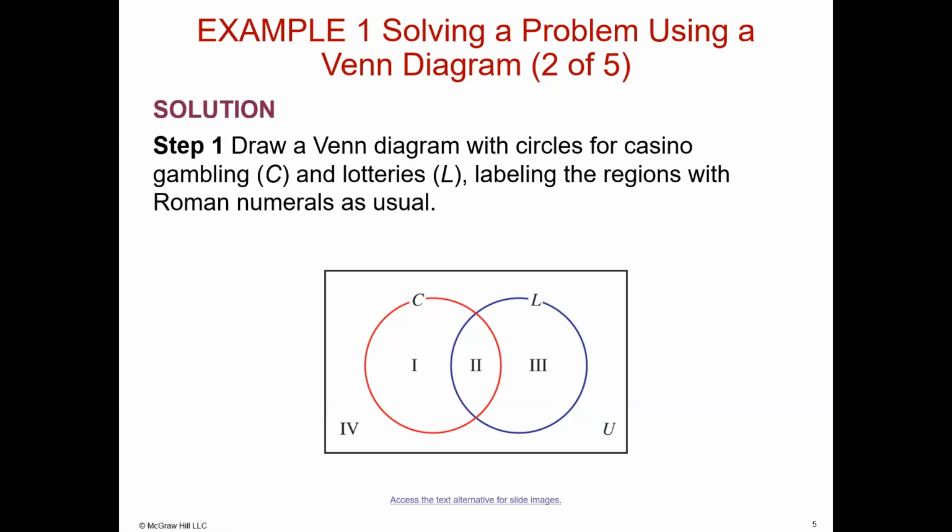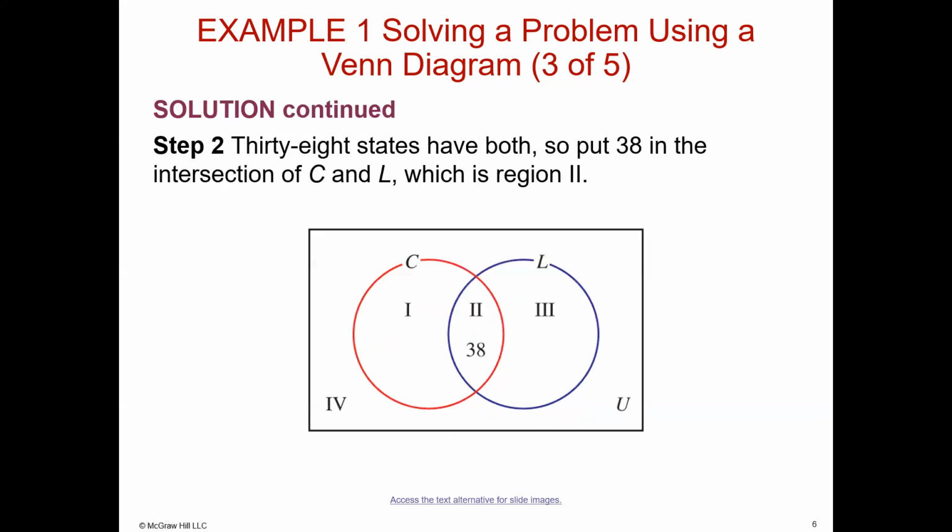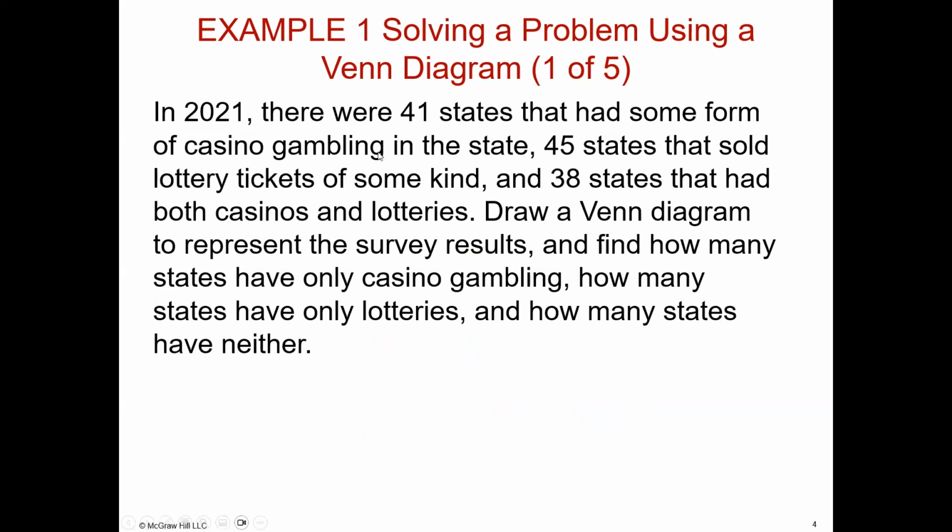All right, now what we need to do is allocate how many states fall in each region. In order to do that, we may have to go back and reread this. Notice, ladies and gentlemen, to develop these Venn diagrams to solve problems, we normally work kind of backwards through the reading. I know this sounds a little weird, but we normally deal with intersections of sets first. So we'll deal with the fact that 38 states had both casinos and lotteries.